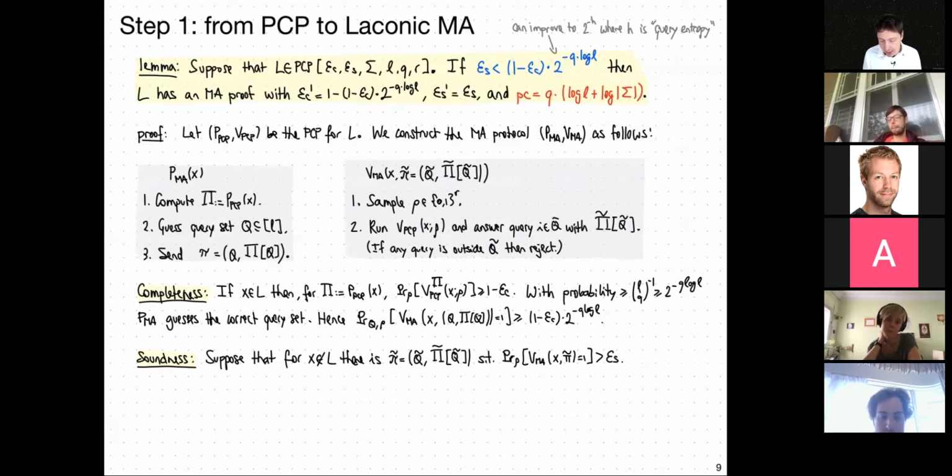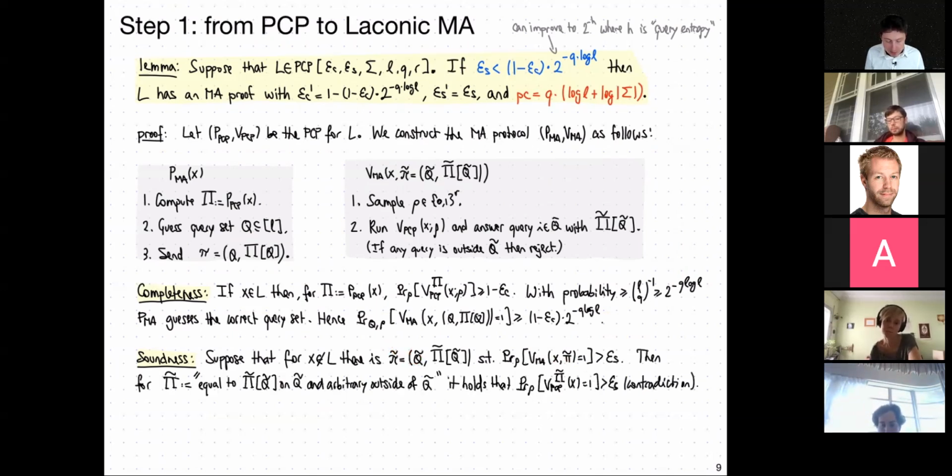The soundness doesn't change, right? Because the verifier is still running as before, and it's as if it's running with a normal PCP, except that parts of the PCP are missing or invalid. So the soundness error is definitely not going to go up. To say it more formally, if x is not in L, and suppose there is some MA proof that makes the MA verifier accept, then we can always take that thing, extend it arbitrarily into a long PCP, and that long PCP will make the PCP verifier accept with more than that probability, which is a contradiction, right? So it must be that the soundness error is the same.